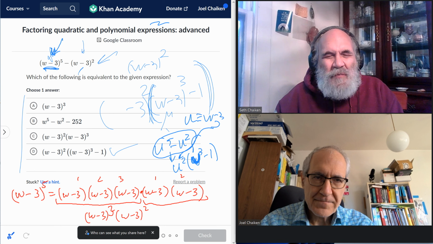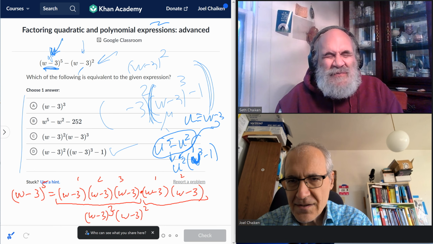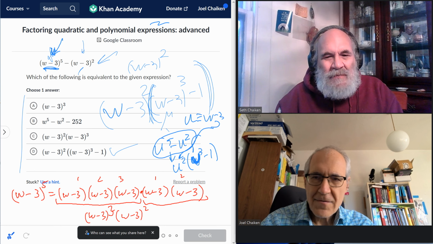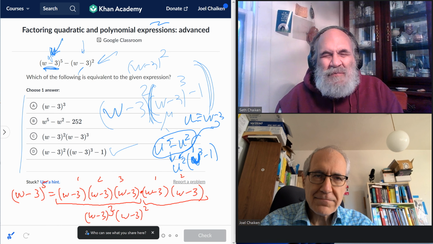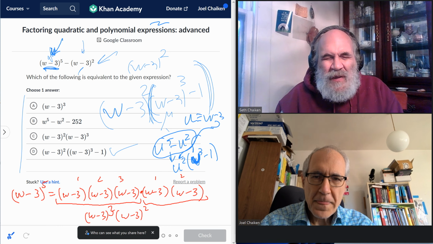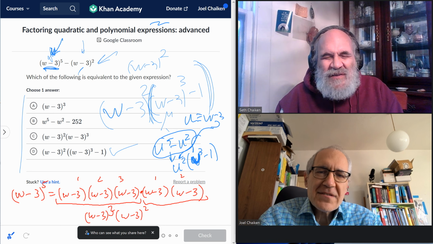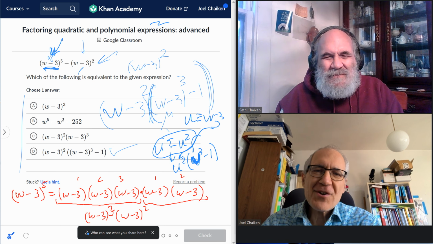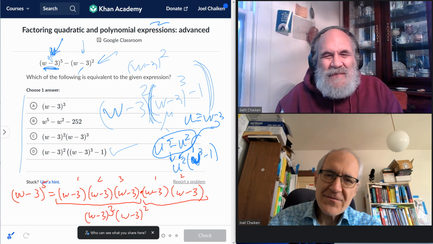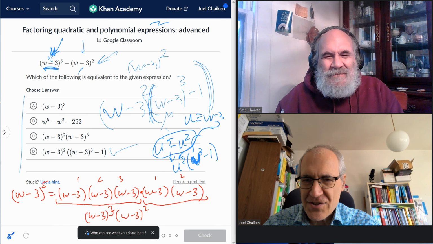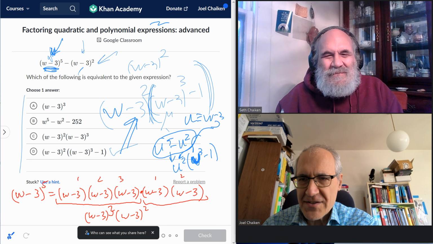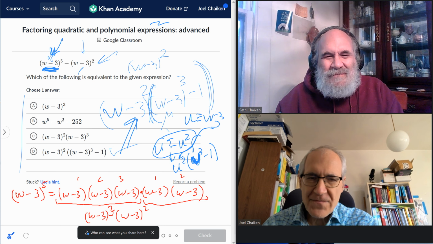But my way is the other way. Instead of giving a new name to w minus 3, I simply use w minus 3 as a quantity. I didn't give it a different name. Of course, I'm just showing different ways to look at it. It's faster to do it this way. You just see the w minus 3 as a package, and you just factor out the package.